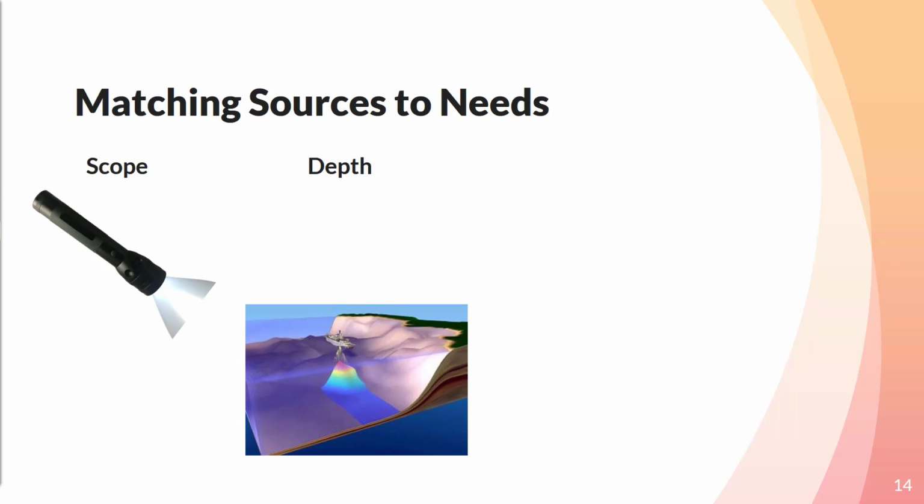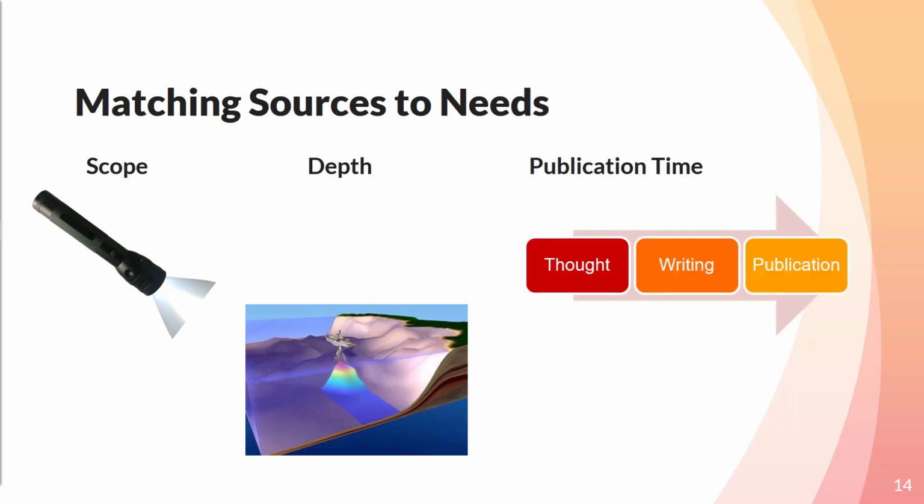3, the third aspect is how long it takes to publish within that particular format. The time going through the thought of the author to writing the information to publishing it will determine how current or recent the information is. If you're writing about the Roman Empire, it might be fine to use a form that takes a while to publish, because the information we have probably isn't changing rapidly.